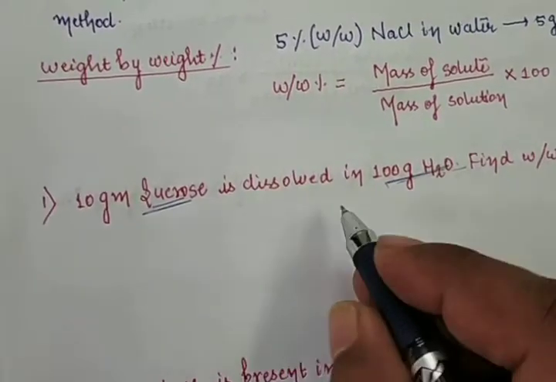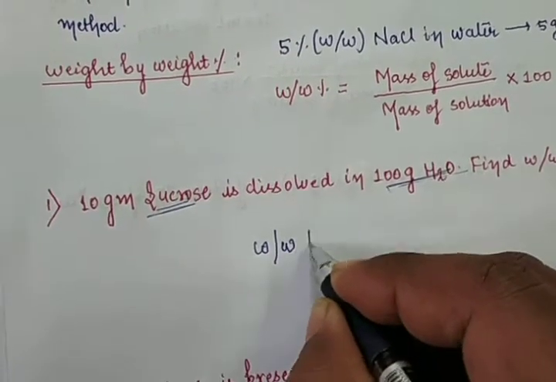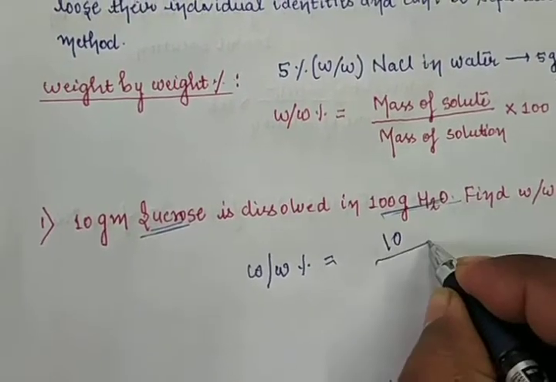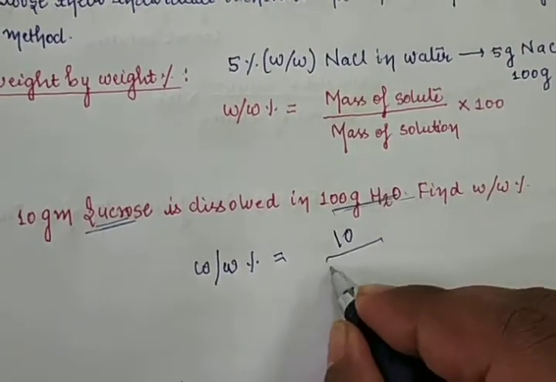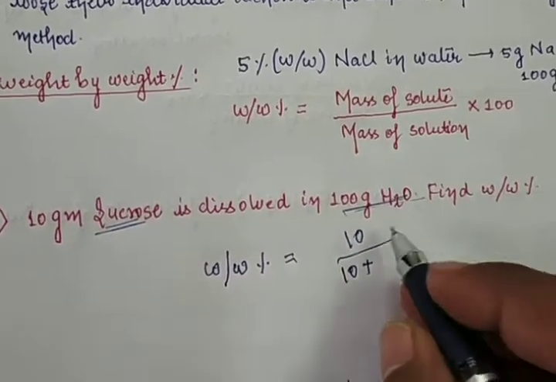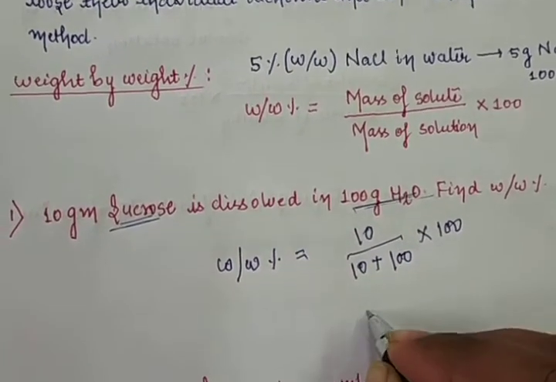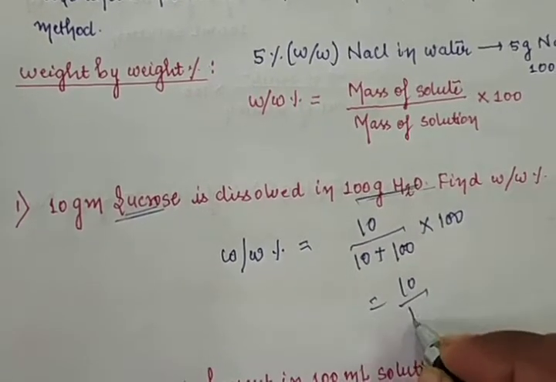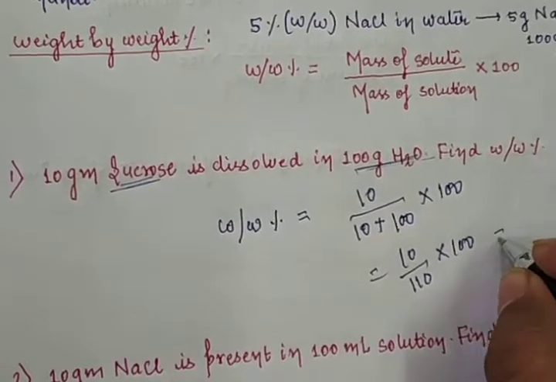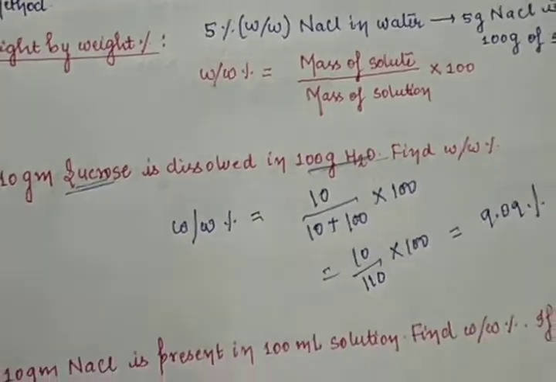Find W by W. So you know the formula already. The W by W percentage. Okay, the mass of solute is what? 10, and the mass of solution means mass of solute plus mass of solvent, 10 plus 100, into 100. So now here 10 upon 110 into 100. Now the answer is what? 9.09%. Clear, student? This is a very easy question.